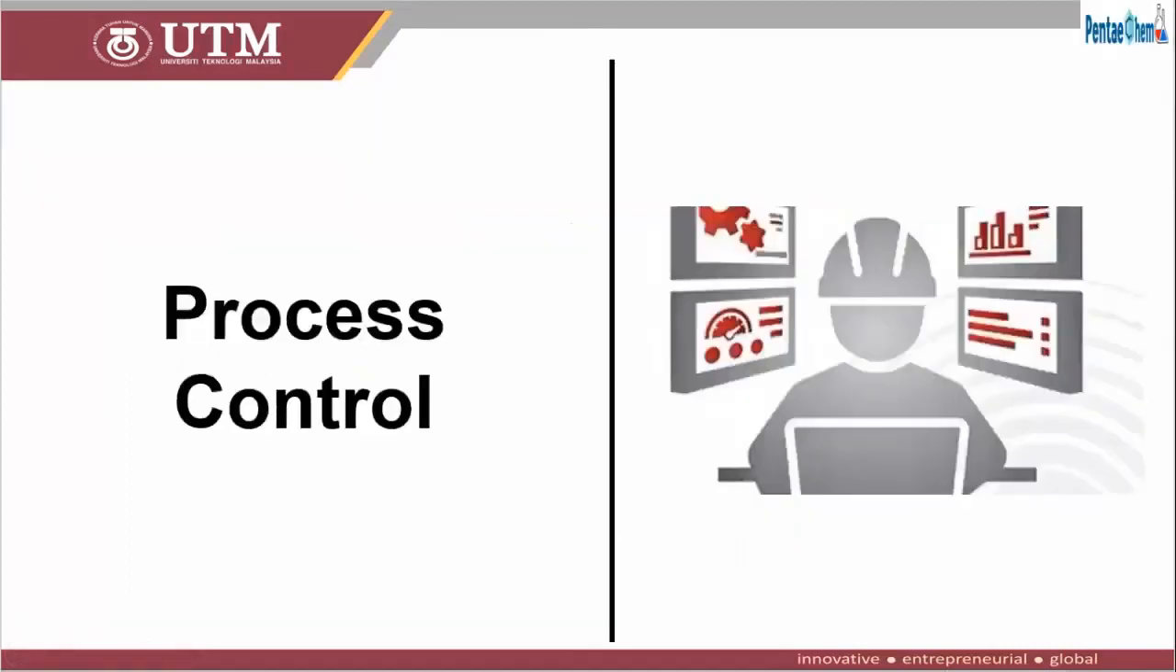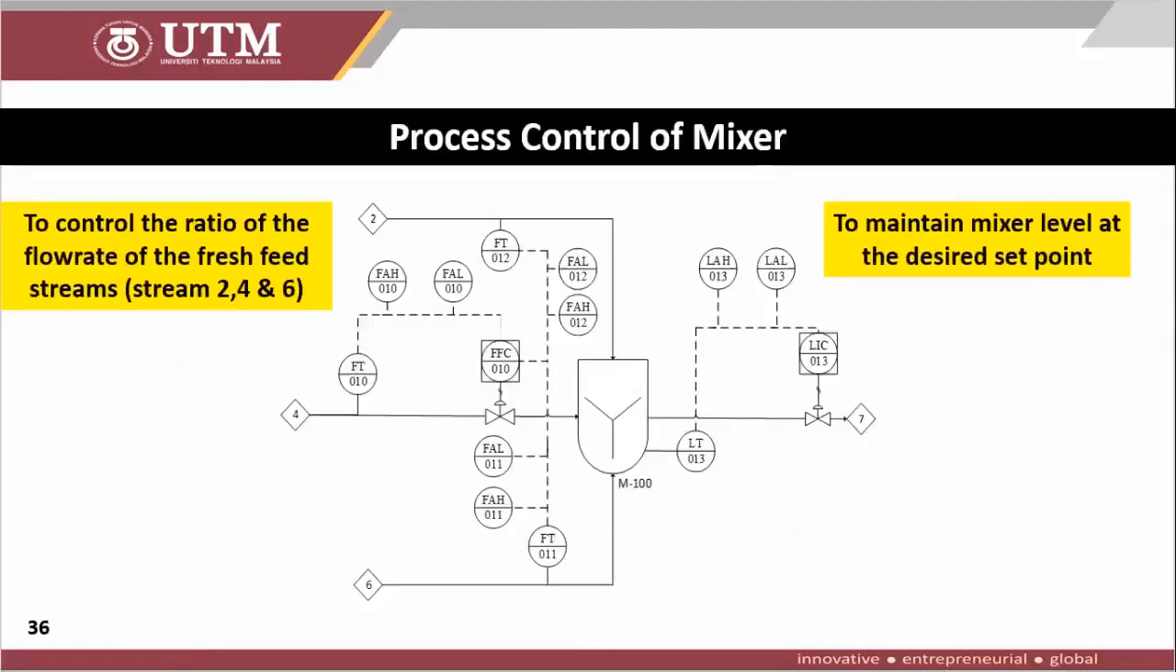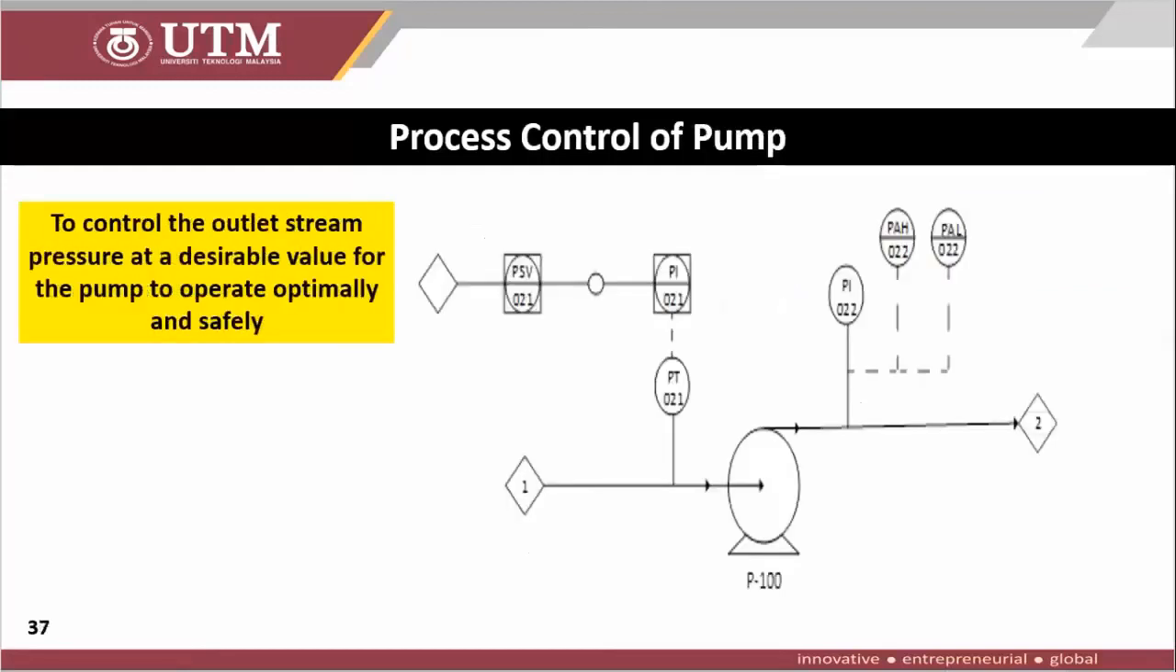For process controlling, we are controlling the temperature, the pressure, the level, and other controlling systems by additions of the indicator, alarm, transmitter, and others. So the first one is the mixer, where we control the flow rate, fresh feed, and also the level of the mixer. For the pump, we control the outlet pressure.